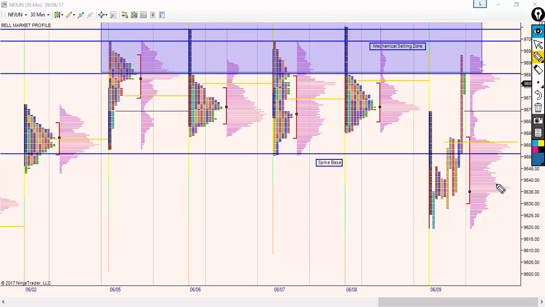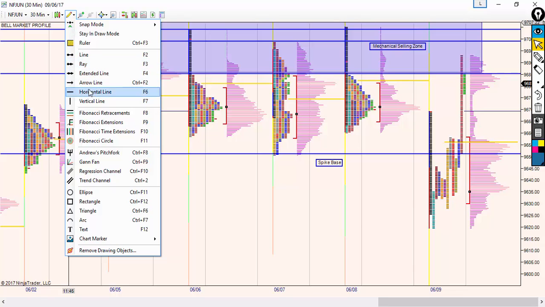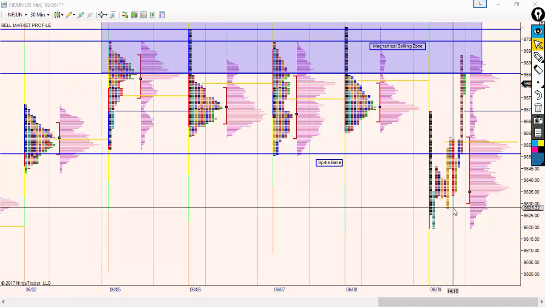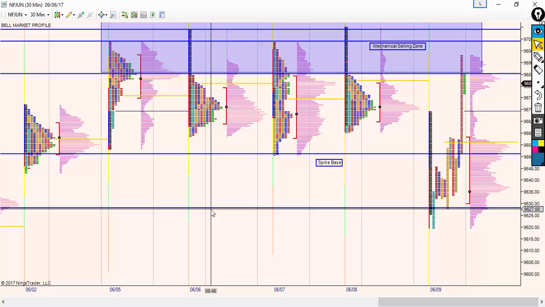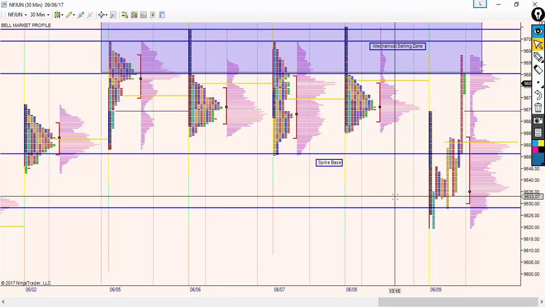The spike base, or even the opening, may come below the previous pullback low. The previous pullback low was over here, around 9628 reference, and it's going to be an assessment reference to understand whether the sentiment is going to stay positive or probably negative.